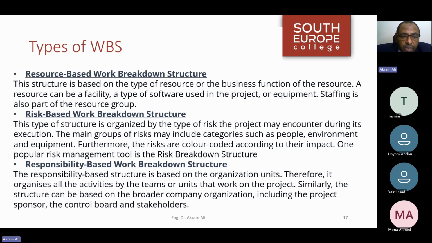So we have a risk-based work breakdown structure, and this type of structure is organized by the type of risk the project may encounter during its execution. The main groups of risks may include categories such as people, environment, and equipment. Furthermore, the risks are color-coded according to their impact. Responsibility-based work breakdown structure is the same as resource-based work breakdown structure.